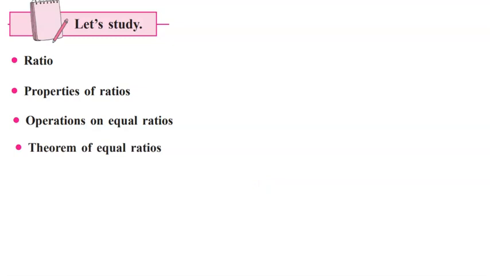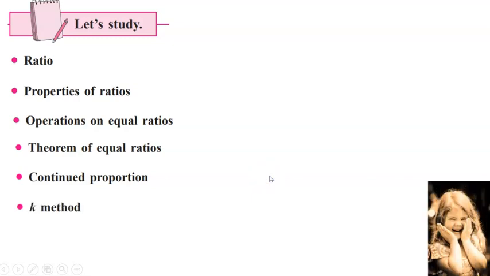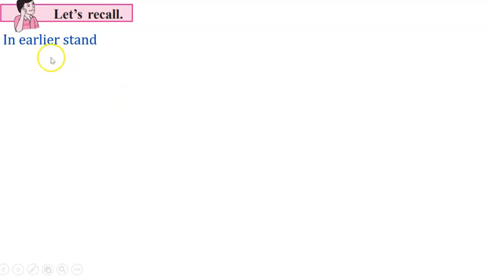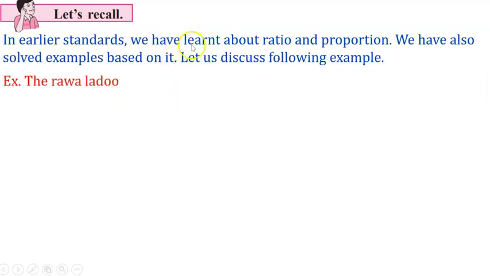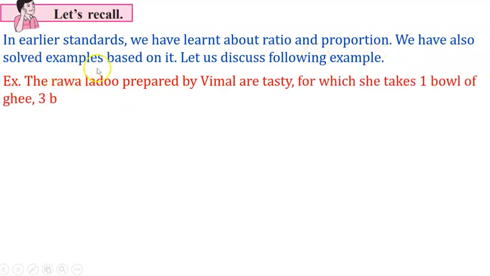First is ratio, next properties of ratios, operations on equal ratios, theorem of equal ratios, continued proportion, K method. Okay, now let us start. Let's recall, in earlier standards, we have learned about ratio and proportion. We have also solved examples based on it. Let us discuss the following example.